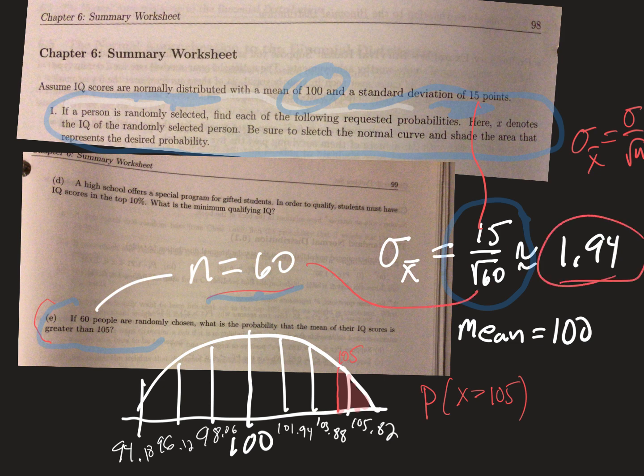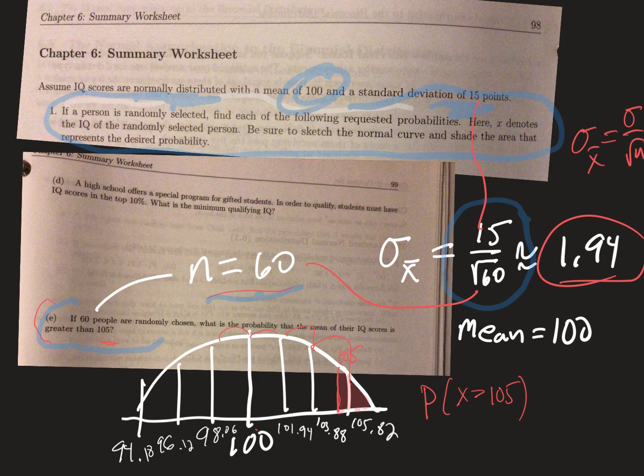I did this just because I wanted to relate it to earlier work. I took the mean in the middle and added the standard deviation, and again, and again. Those are the nice 68, 95, 99.7 numbers. They're asking what's the probability that a group of 60 people have an average IQ greater than 105. 105 is not one of those nice numbers.